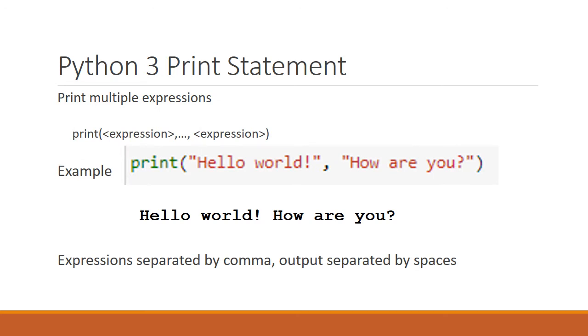You can print multiple expressions using one print statement. In this example, we show how to separate literals using a comma. So here we have the literal "Hello world" separated by a comma, then followed by the literal "How are you?" The system will output "Hello world, how are you?" all on the same line separated by a space.